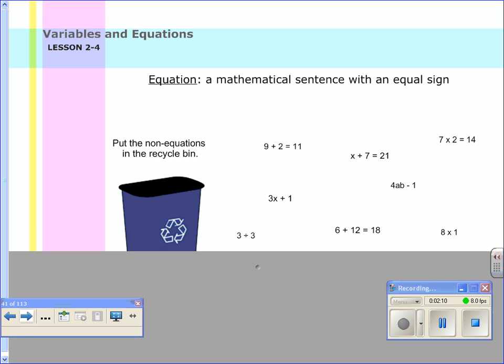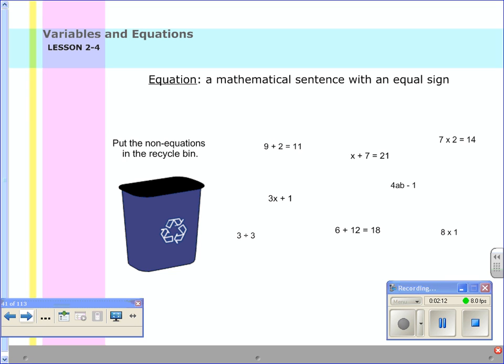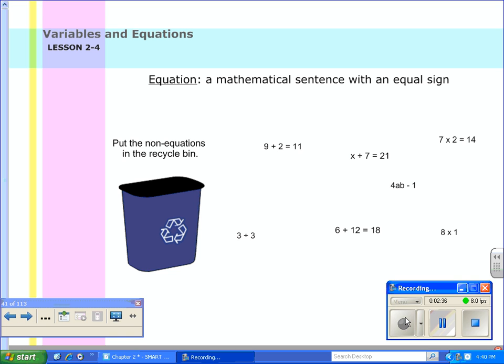So first we have an activity, and it says put the non-equations in the recycle bin. So find ones that are not equations and throw them in the recycling bin. All right, so for example, I could do this 3x plus 1. I know that's not an equation because it doesn't have an equal sign. Go ahead and basically X out the other ones because I don't think you can put them in a recycle bin. Go ahead and do that now.